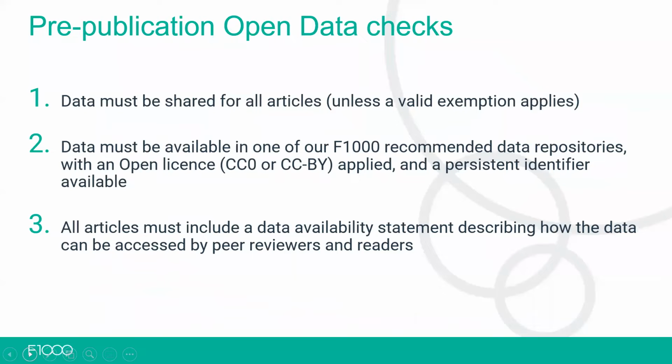Now, pre-publication checks which are open in nature: data must be shared for all the articles unless there is a valid exemption, which I will share in a couple of minutes. What are the various valid exemptions? Data must be available in one of our F1000 recommended repositories with an open license, which I've mentioned here, which is CC0 or CC BY license, and a persistent identifier. And all articles must include a statement describing how that data can be accessed by peer reviewers and readers. I will give you an example of how it looks in a minute.